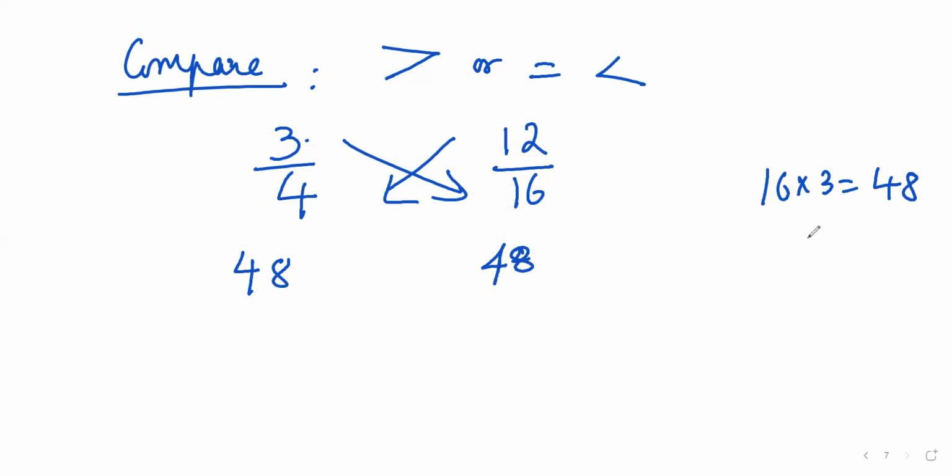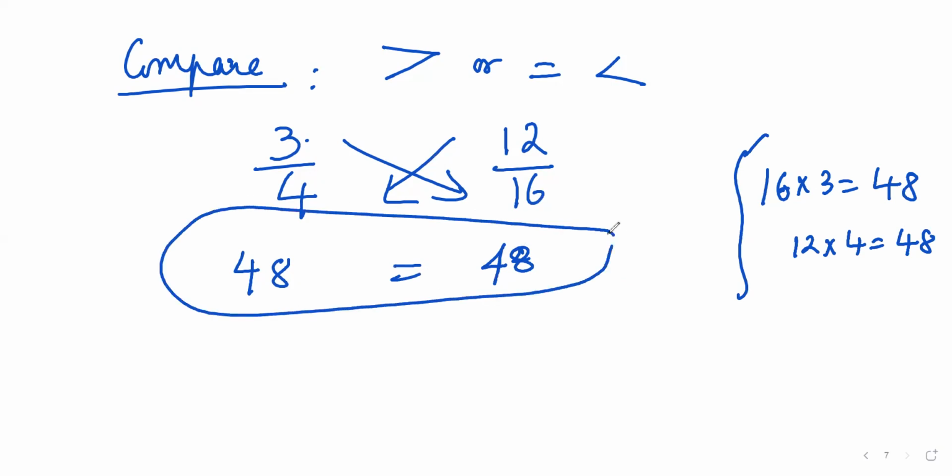I hope you can remember your tables. I had been telling you from day one, remember your tables, because otherwise this becomes difficult for you in the exam. You'll have to spend a lot of time. You should know up till 20 by now, 7th standard children. So now see, 16 threes are 48, 12 fours are 48. Both sides it's the same, isn't it? So we will put an equality sign.